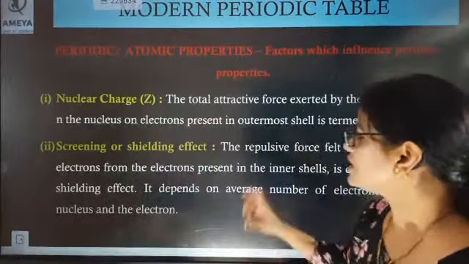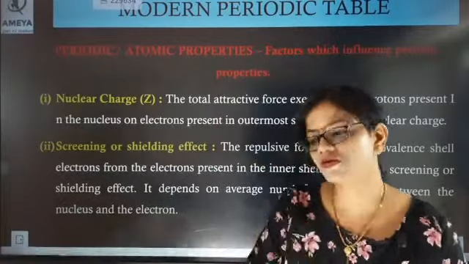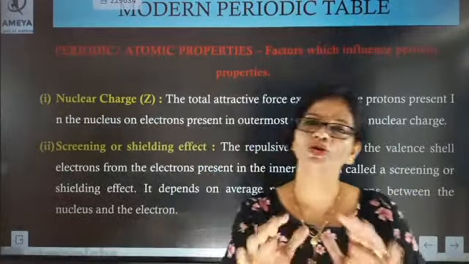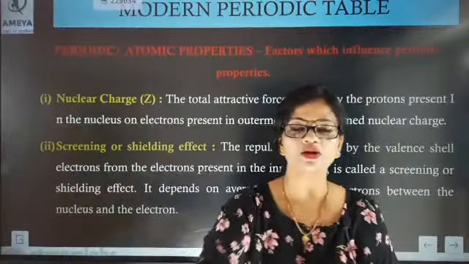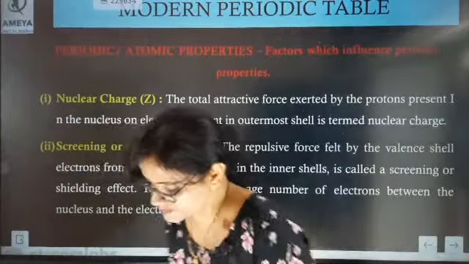The screening or shielding effect is, beta, like you are sitting in the last bench and the electrons are present in the inner orbit. Just take it like this.